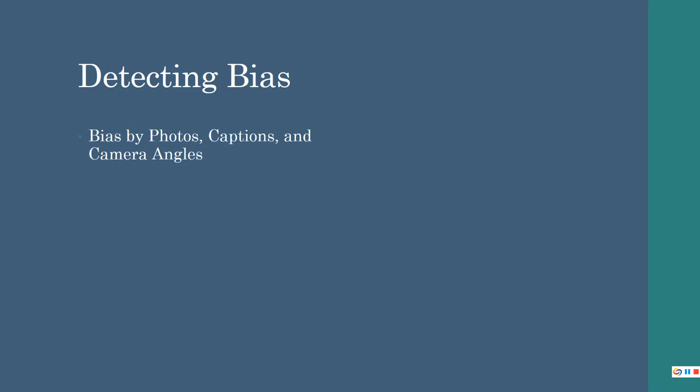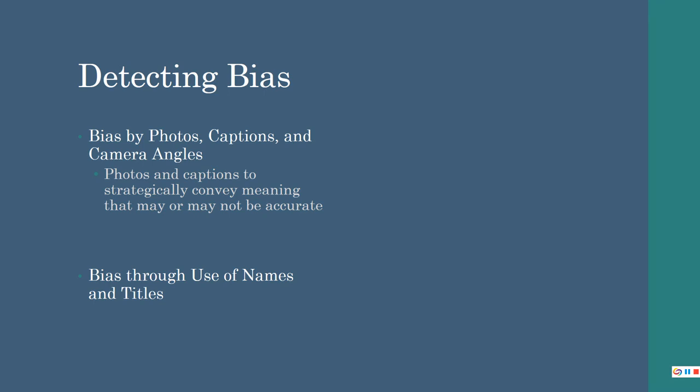Bias by photos, captions, and camera angles. Photos can be flattering or unflattering and can be used strategically to convey meaning that may or may not be accurate. Captions for photos can also be used to display bias of varying forms. Bias through use of names and titles. Similar to word choice bias, writers can use names, titles, and labels to describe people, places, and events. One person's terrorist is another's freedom fighter.